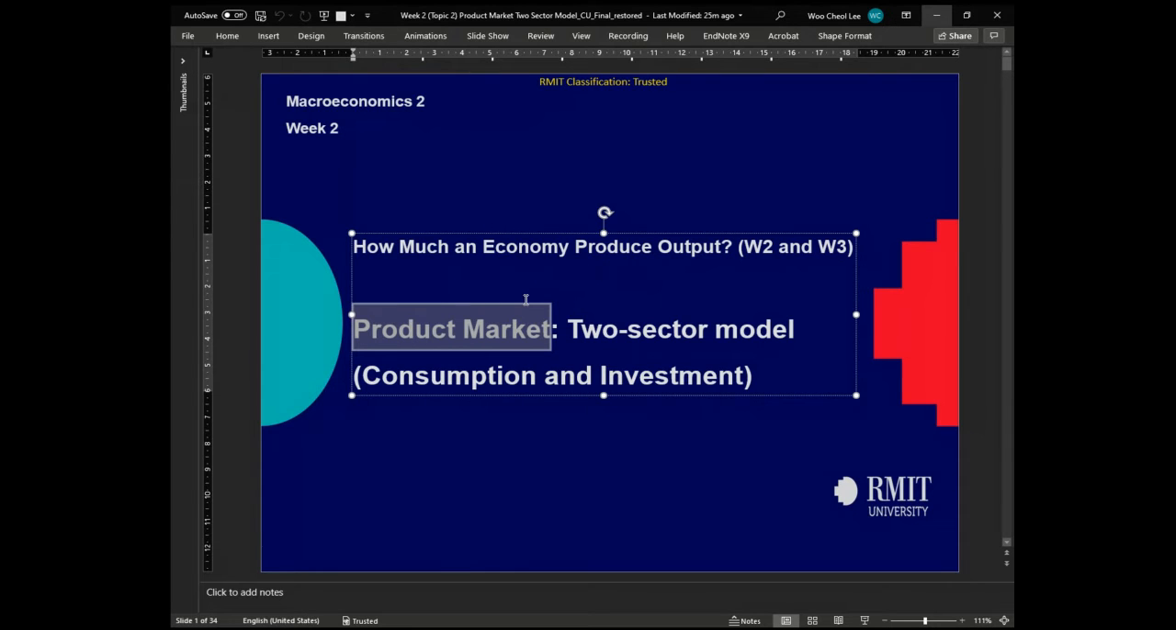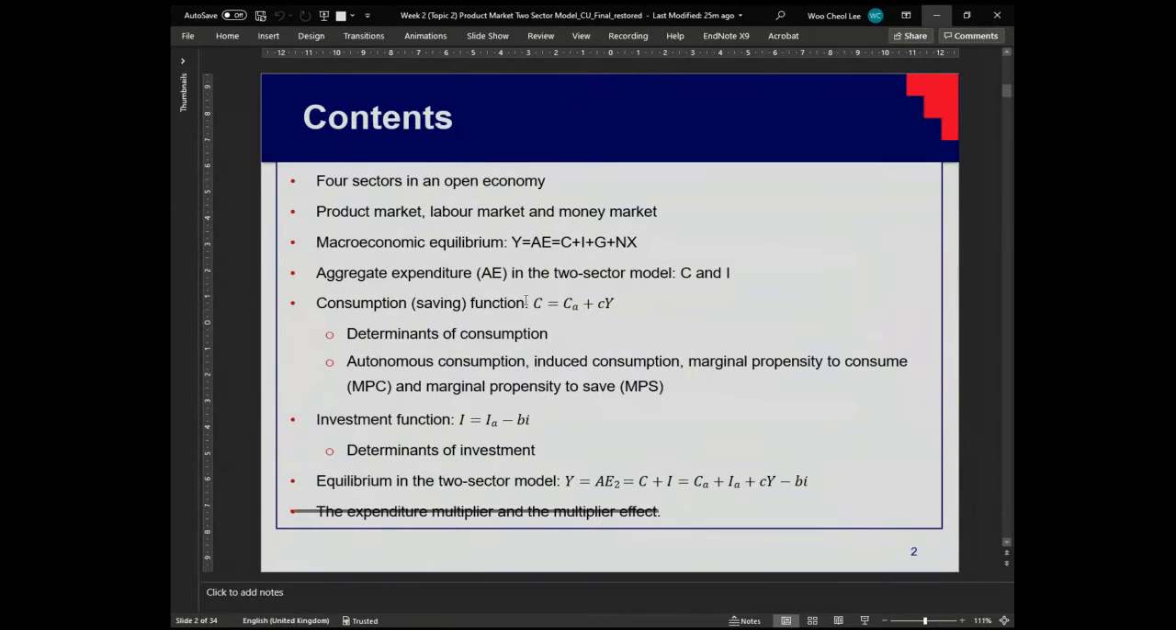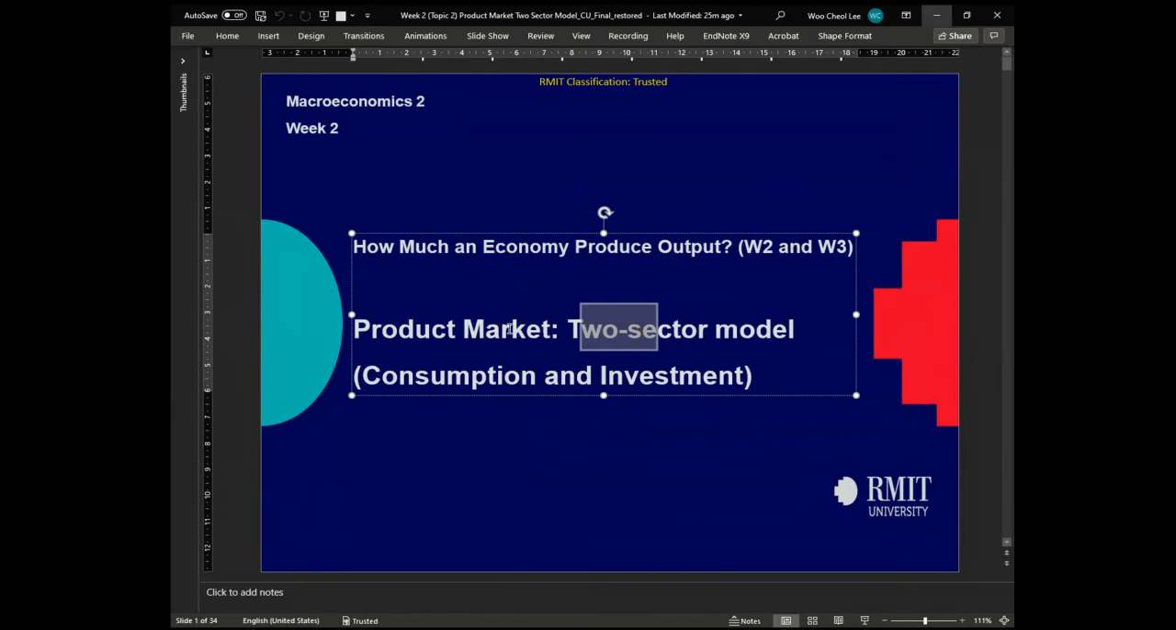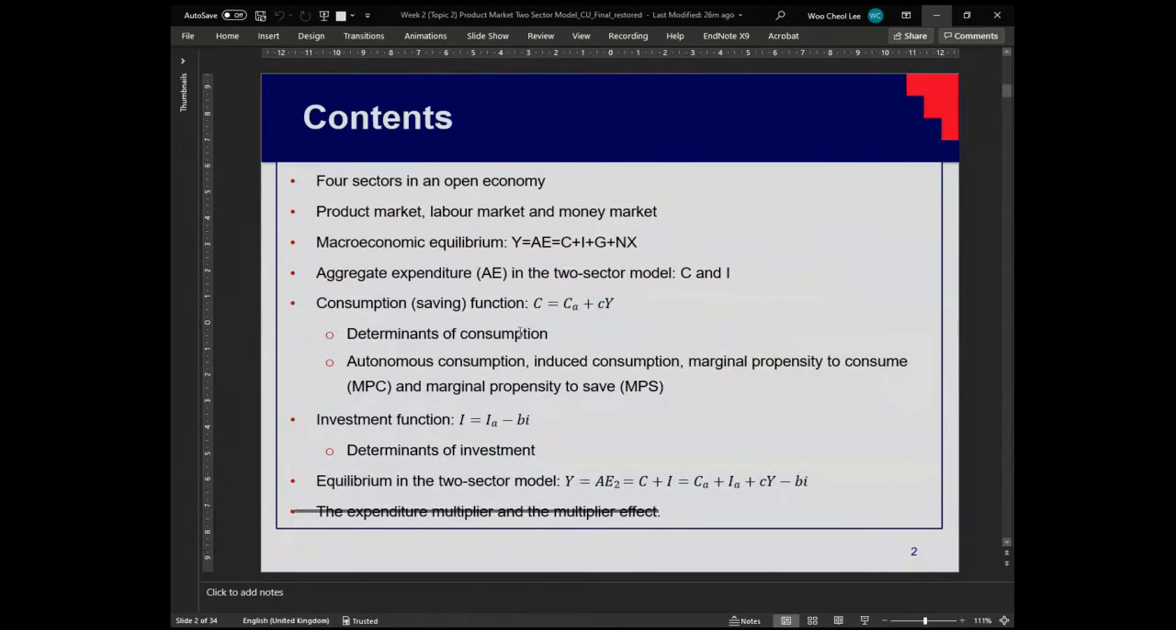So let's begin with our contents today. I will show you what these two sectors, product market, consumption, and investment are. What are these all about? Soon. So just hold on, okay? Don't run away. This is what we're going to do today.